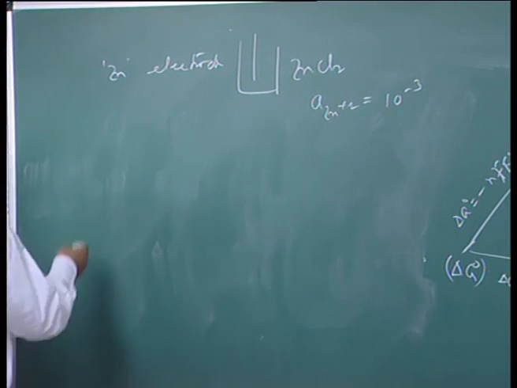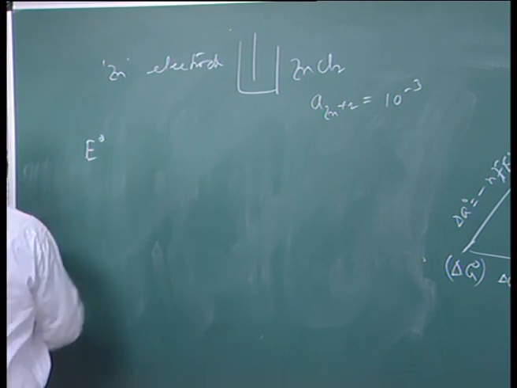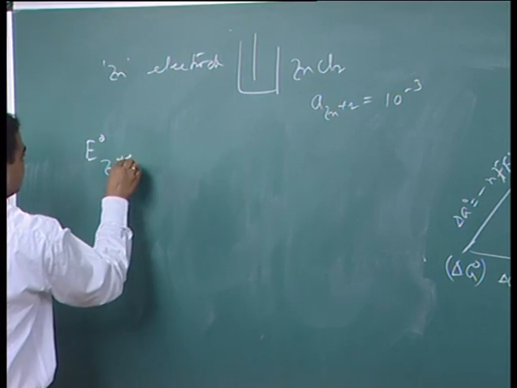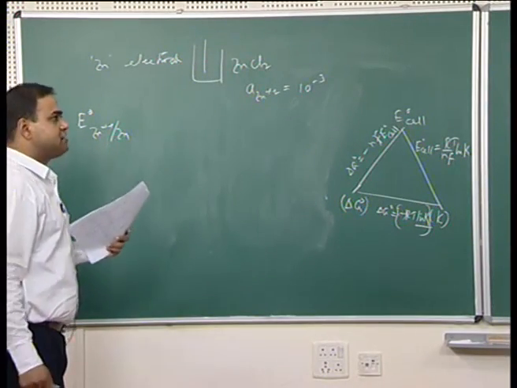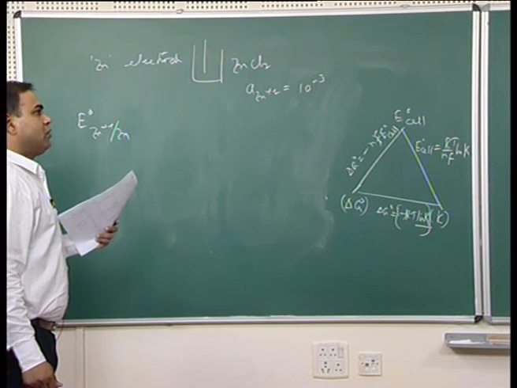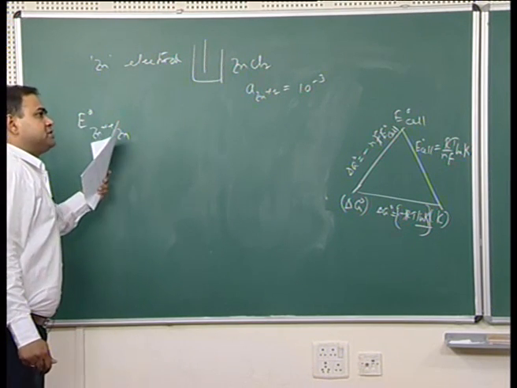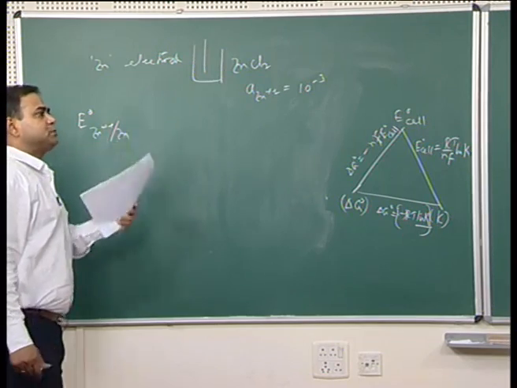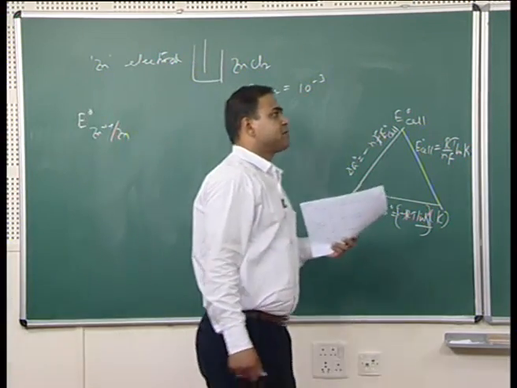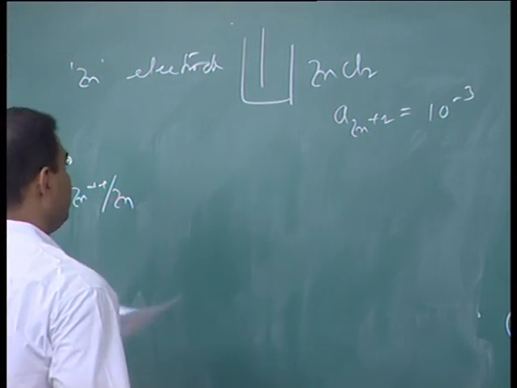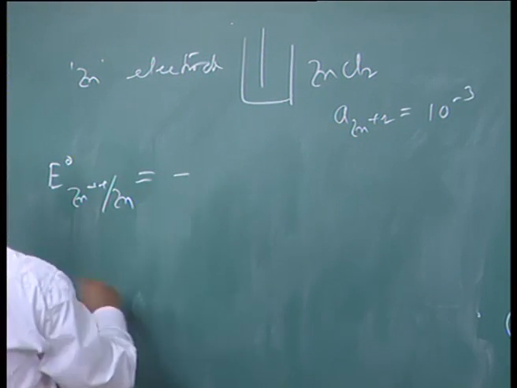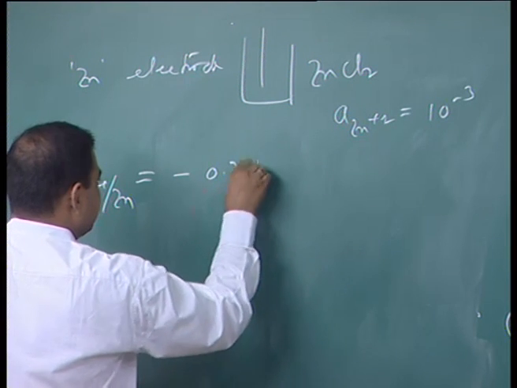Now we know that E0 Zn plus plus by Zn, that means the standard reduction potential, when the temperature is standard and the activities of the ionic species or other species are 1, then E would be equal to E0. This is minus 0.761 volt.